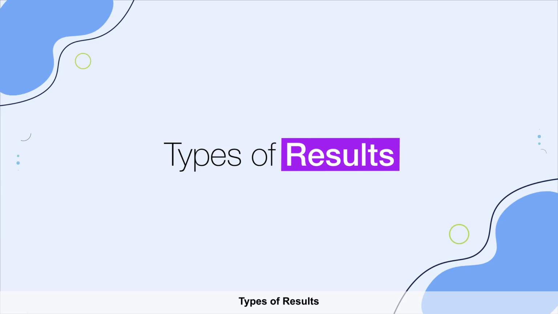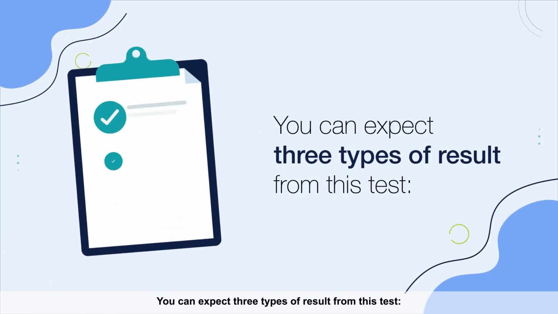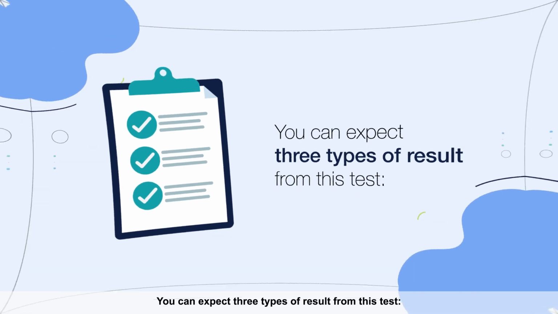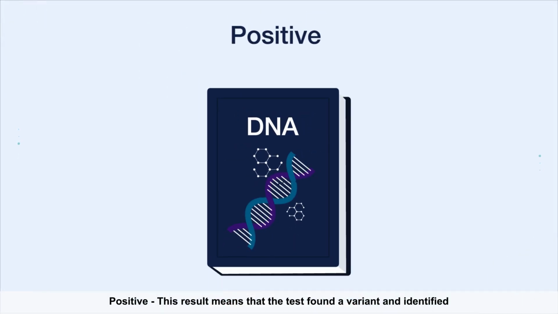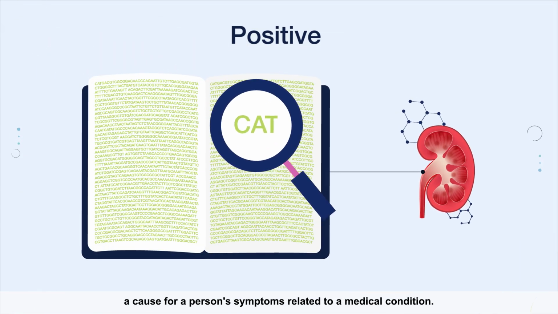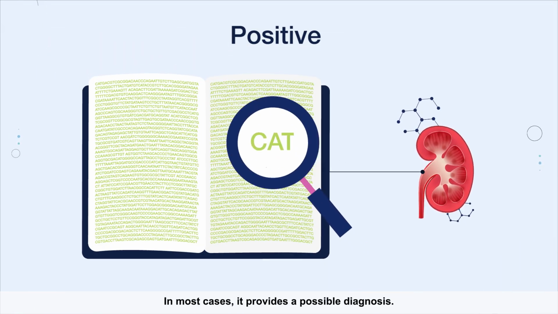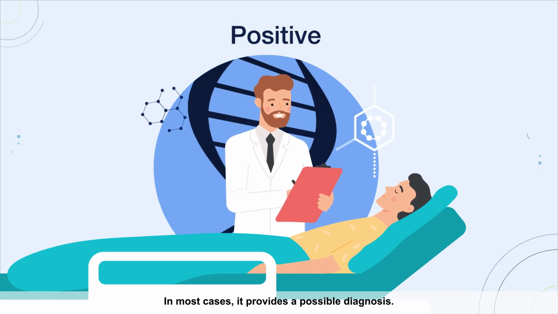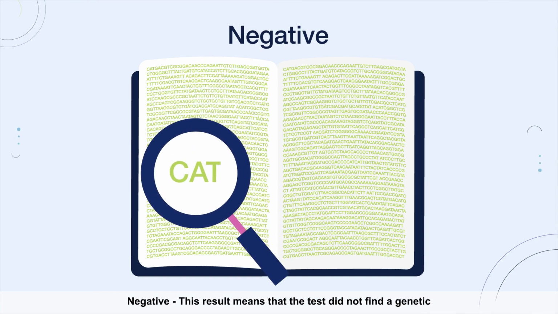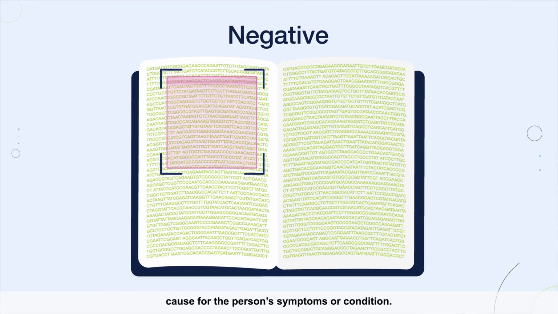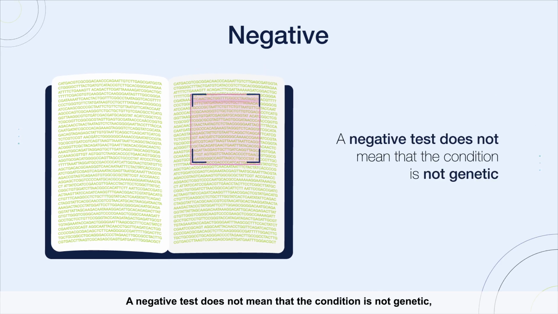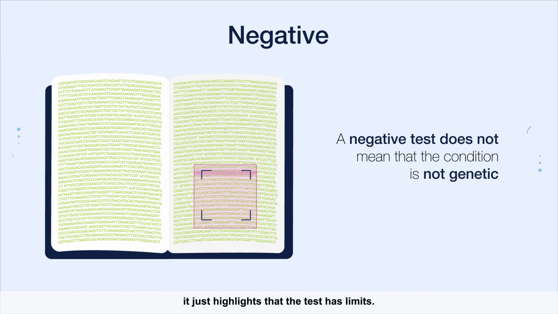Types of results. You can expect 3 types of results from this test. Positive. This result means that the test found a variant and identified a cause for a person's symptoms related to a medical condition. In most cases, it provides a possible diagnosis. Negative. This result means that the test did not find a genetic cause for the person's symptoms or conditions. A negative test doesn't mean that the condition is not genetic. It just highlights that the test has limits.